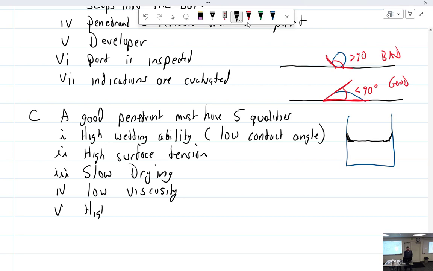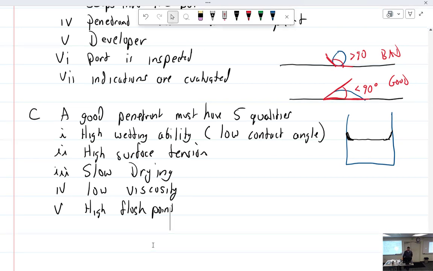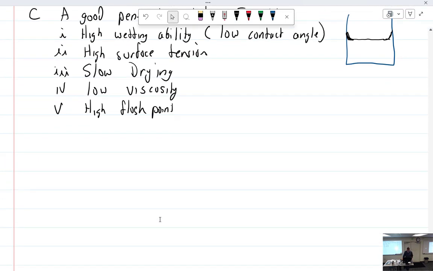A high flash point. What is a flash point? When something ignites but doesn't continue to burn. It flashes. So the flash point is the temperature the fluid has to be at before a spark can make it flash off. Then you get the fire point, which means it continues to burn. So for obvious reasons, we don't want it to be highly flammable. Circling back around to all these things, we had the high wetting ability.